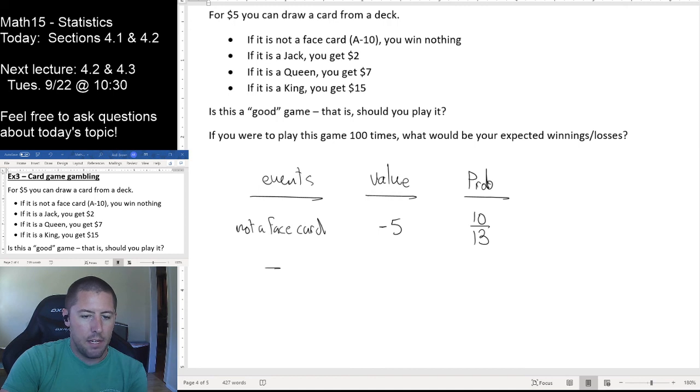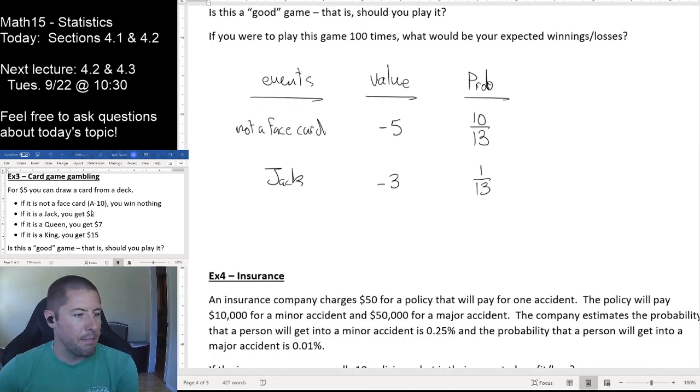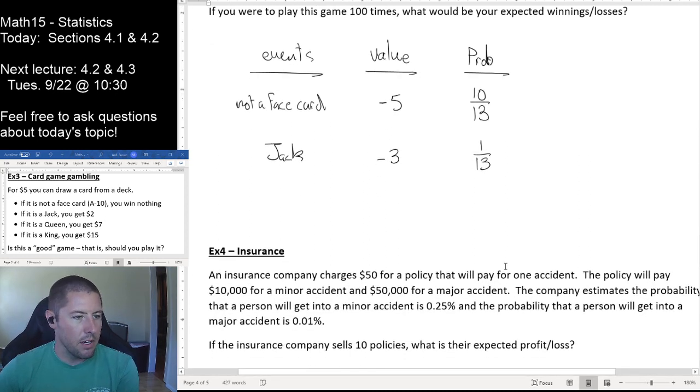Another thing that could happen here is I could draw a jack. Only 1 in 13 cards in the deck are jacks, or 4 out of 52 cards. If I pull a jack, I'm actually only going to lose $3 total because I'm going to get $2 back. And by the way, I've got this up on my other thing over here so we can reference this. I know I'm going to need to scroll.